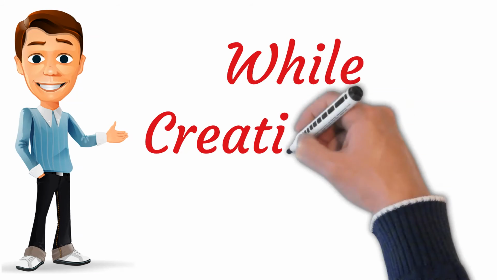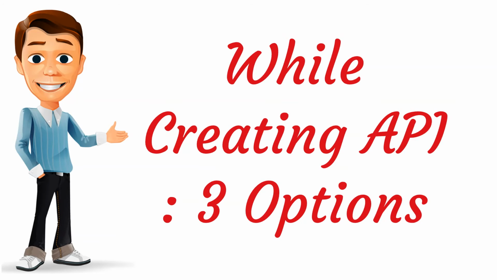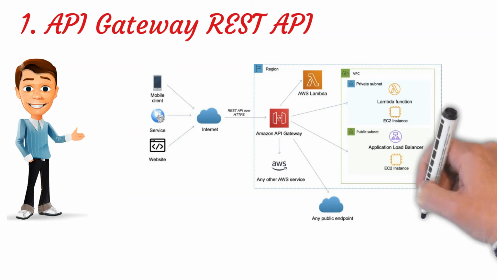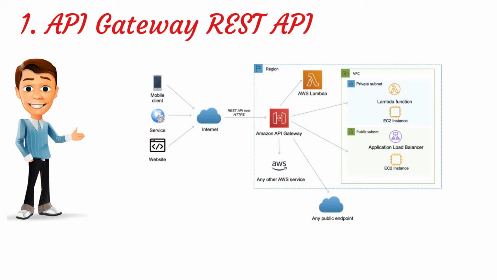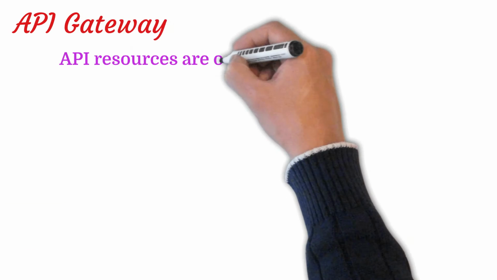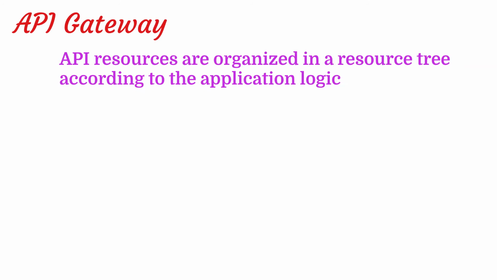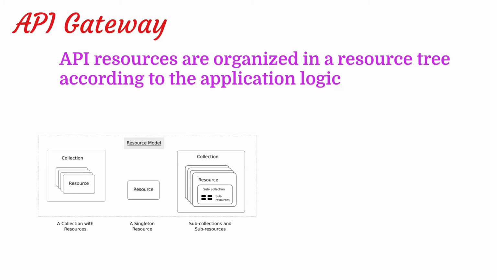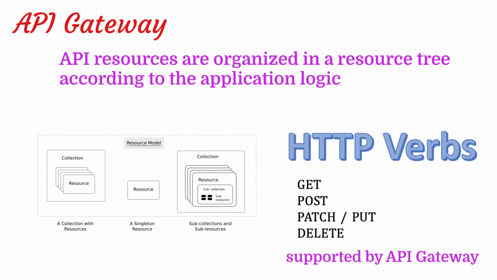When creating an API, AWS has three options. 1. API Gateway REST API is a collection of HTTP resources and methods that are integrated with backend HTTP endpoints, Lambda functions, or other AWS services. You can deploy this collection in one or more stages. Typically, API resources are organized in a resource tree according to the application logic. Each API resource can expose one or more API methods that have unique HTTP verbs supported by API Gateway.